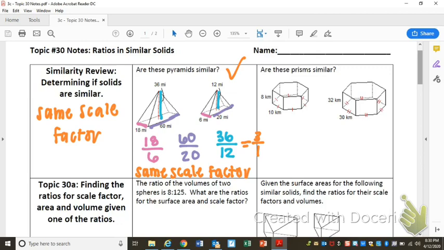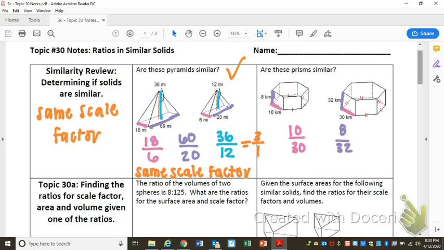So I hope you were able to check to see if these prisms were similar on your own. Again, we're going to compare the length to the length and the height to the height. Now, it's only 2 in this case. So I'm going to stay consistent with putting the smaller one on top this time. So we have 10/30 in this case. And then for our heights, we have 8/32.